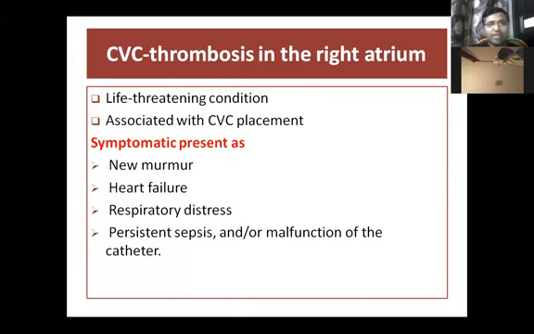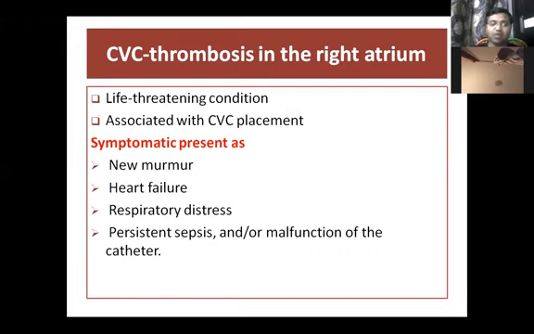One is thrombosis in the right atrium, because whenever it involves the cardiac chamber, definitely it is life-threatening. It is associated mostly with central venous catheter placement. On auscultation, a murmur may be present or absent. It can present with heart failure and respiratory distress. There may be persistent sepsis, which is not improving.